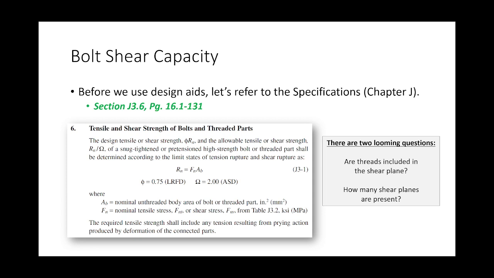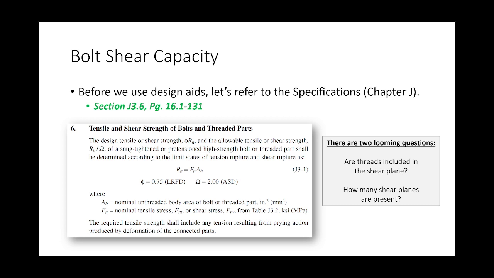All right, this is Chapter J. We're going to spend a lot of time in Chapter J over the next few weeks, so get familiar with it. This is Section J3.6. Section J3 is on bolts. Section J2 is on welds. We're going to talk about both of those in the next few weeks. This is the tensile and shear strength of bolts or threaded parts. We've actually already looked at this once before when we looked at threaded rods, only now we're looking at parts in shear, not parts in tension. The design tensile or shear strength is computed as Fn times Ab. Ab is the area of the bolt. We're on 16.1-131. All right.